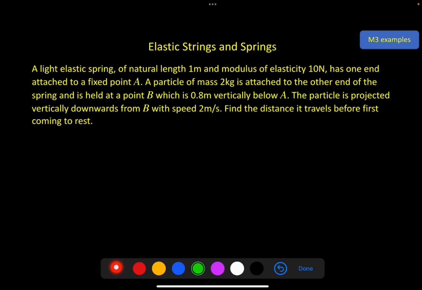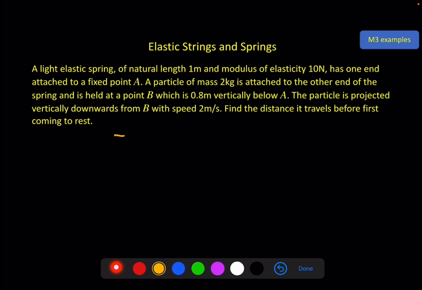Example number 3. A light elastic spring of natural length 1 meter, lambda 10, has one end attached to a fixed point A. A particle of mass 2 kilograms is attached to the other end of the spring, held at a point 0.8 meters vertically below A. Now be careful here. This is less than the natural length, but it is a spring, not a string. So this is compression. There will be elastic potential energy at the start. The particle is projected vertically downwards with speed 2 meters per second. Find the distance it travels before first coming to rest.